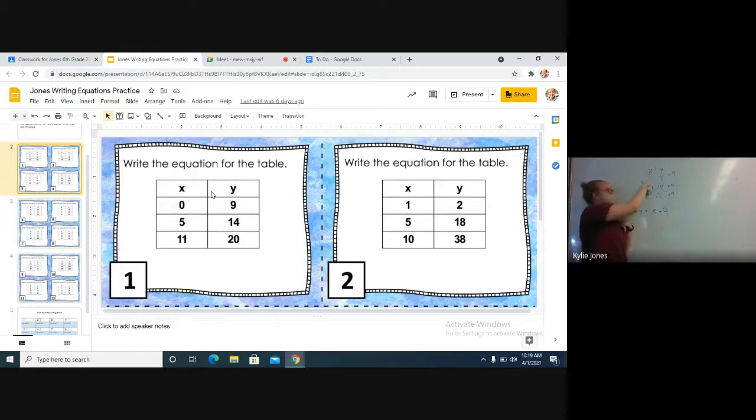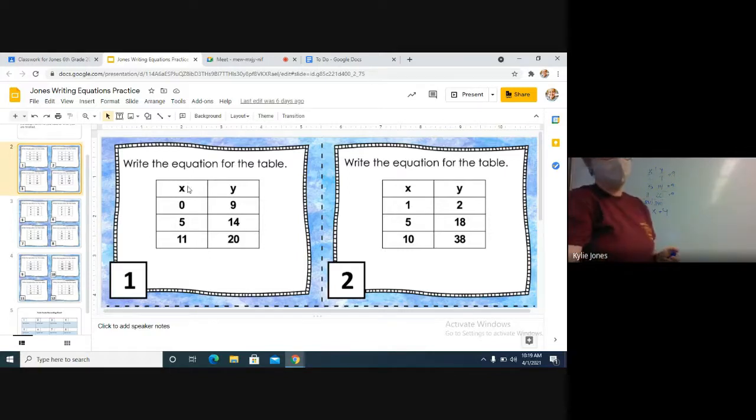So no matter what we plug in for x, we could plug in 831, and we could add 9 and get 840. Still works. Still is the rule. You just have a much bigger number. So this is our answer for number 1. Y equals x plus 9.